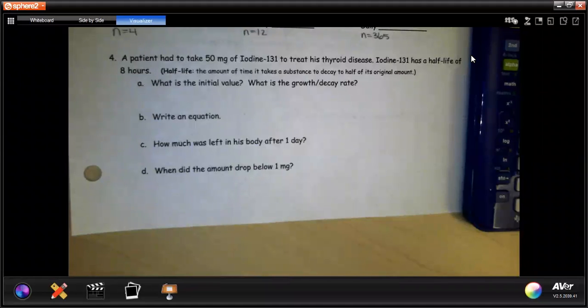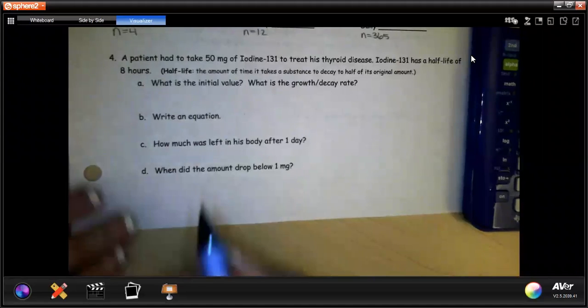Now we're going to look at another type of exponential, a half-life equation. It tells us a patient had to take 50 milligrams of iodine 131 to treat his thyroid disease. Iodine 131 has a half-life of 8 hours. Half-life is the amount of time it takes a substance to decay to half of its original amount. So that's what a half-life problem is.